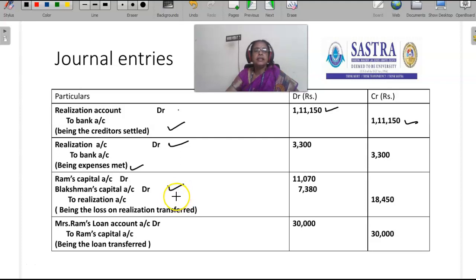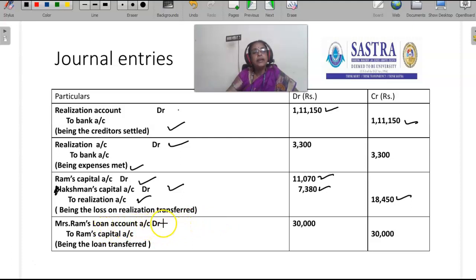Then loss on realization. Here the firm faces losses. Whether the firm faces loss or profit, that should be transferred to the partners' capital accounts in the profit sharing ratio. So Ram's capital account debit, Lakshman's capital account debit to realization, being the loss on realization transferred. Ram's capital account is debited 11,070 and Lakshman's capital account debited 7,380. So the total loss is 18,450.